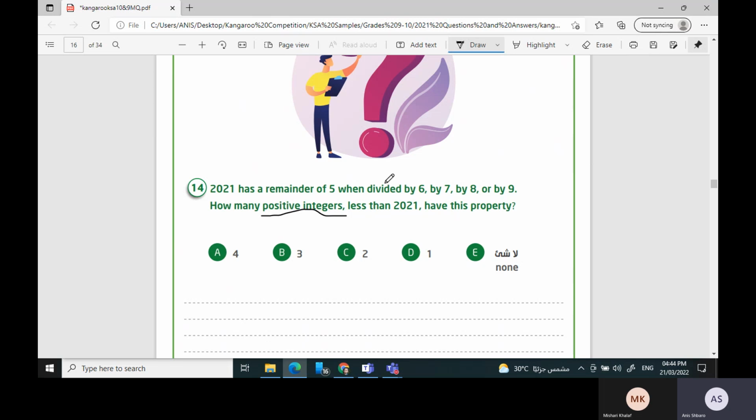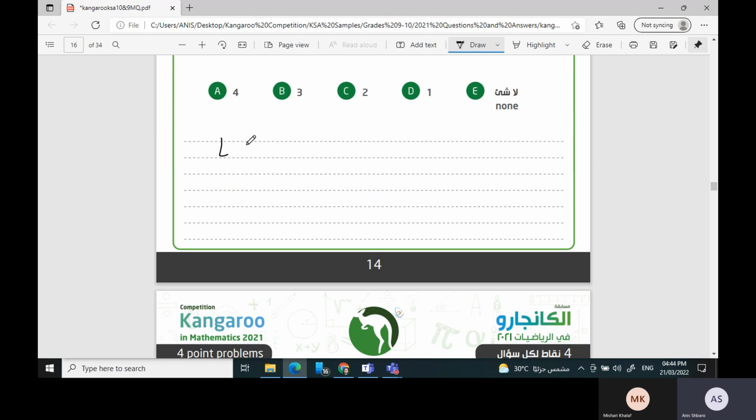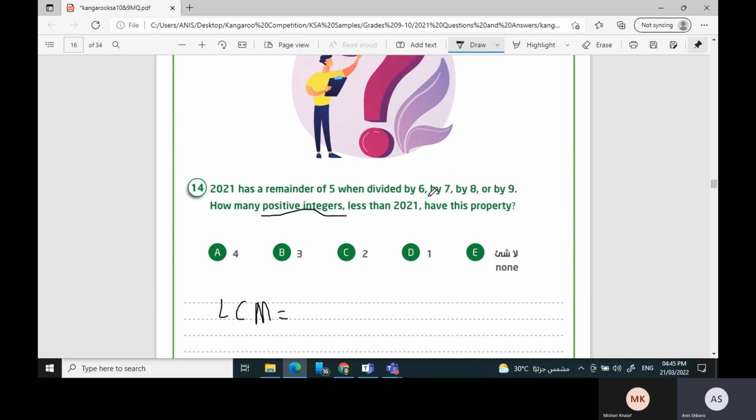So now when you have this kind of problem, the number is not divisible by 6. When divided by 6, the remainder will be equal to 5. The same thing for 7, 8, 9. So, no need to think about how you're going to solve it. Directly, you're going to find the LCM of these numbers 6, 7, 8, and 9, without thinking. Of course, we are going to get close to the final answer, but we are not getting the final answer.